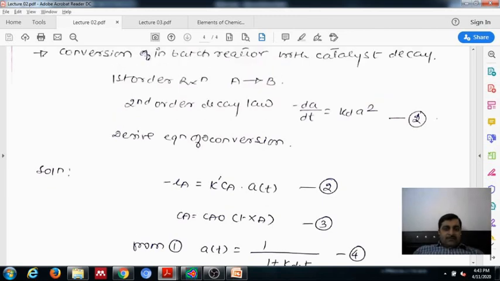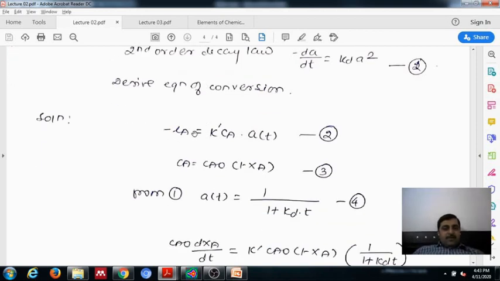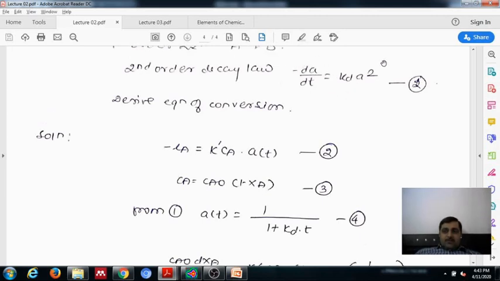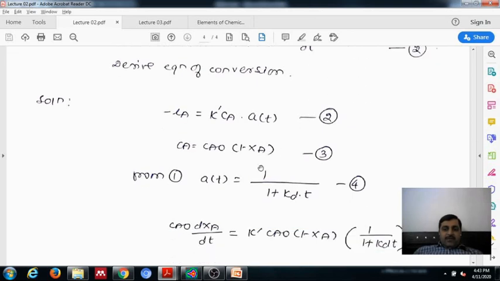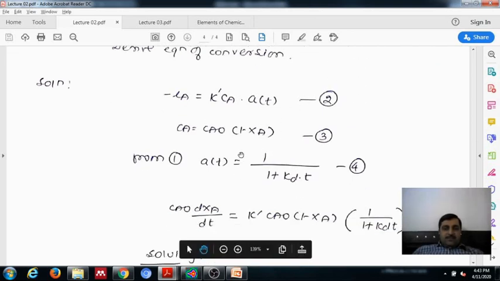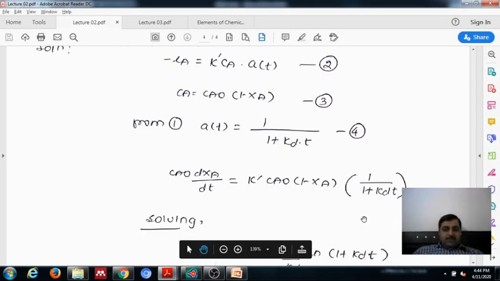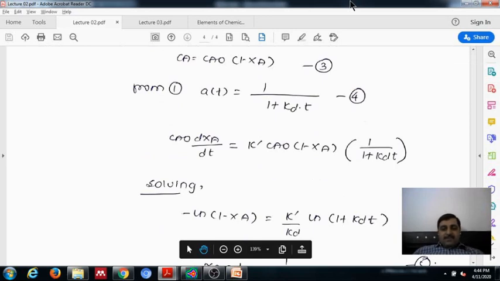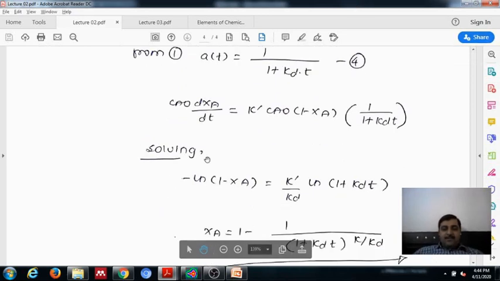Our normal equation for conversion is minus ln(1 minus XA) equals kt. Now here, the rate equation is dependent on the activity of a catalyst. And previously we have seen this equation number 1, where we have separated the variables and integrated it to get a of t as 1 upon (1 plus kd t). Now rA is CA0 dXA by dt equals k dash CA, CA becomes CA0 (1 minus X), and a becomes 1 upon (1 plus kd t).